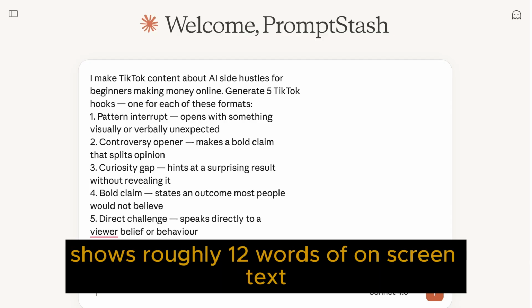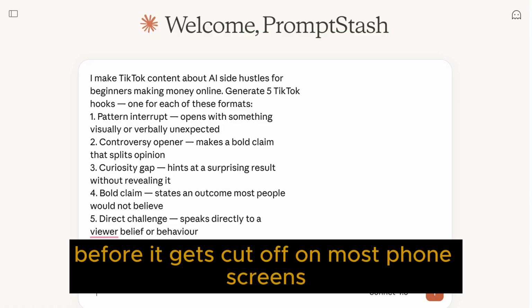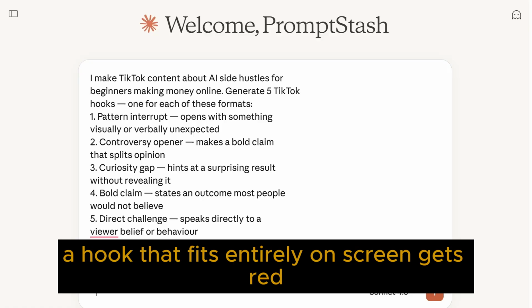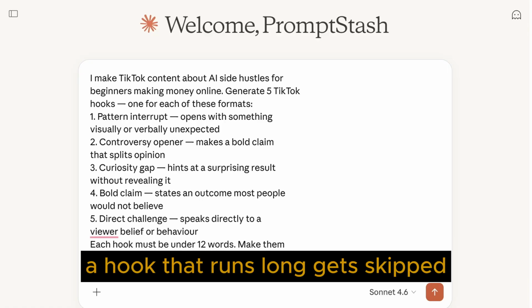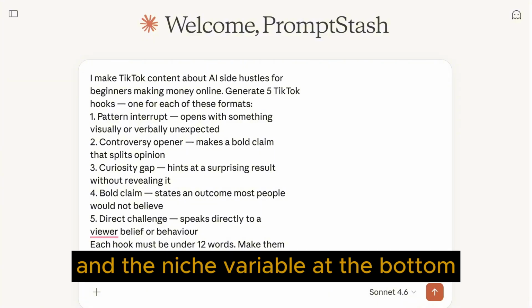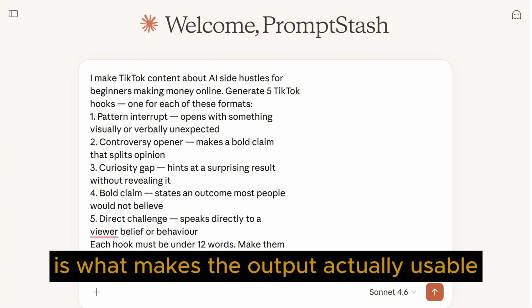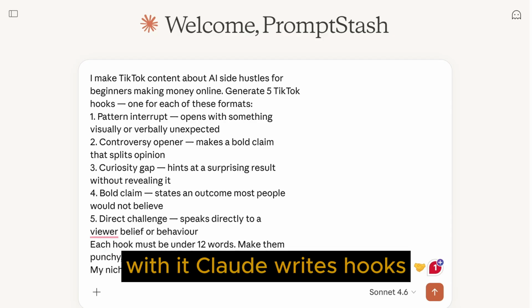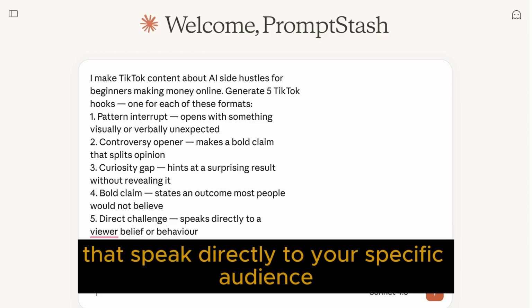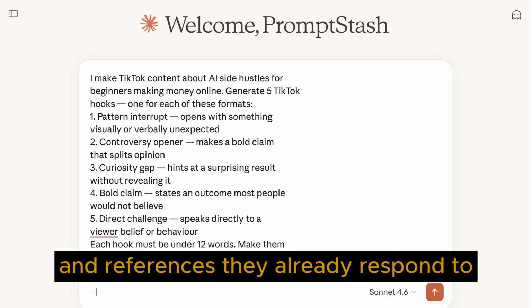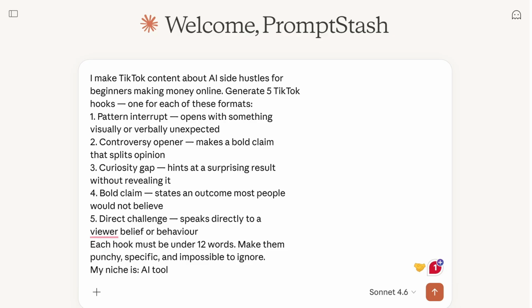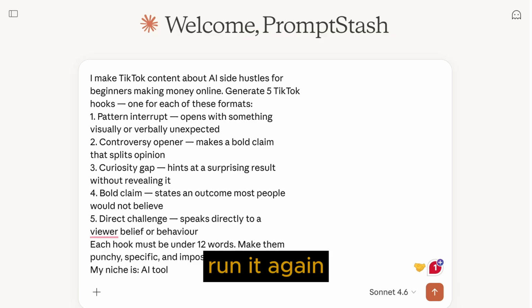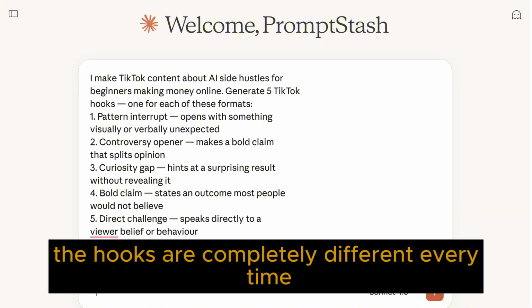The 12-word limit is also doing a lot of work here. TikTok's interface shows roughly 12 words of on-screen text before it gets cut off on most phone screens. A hook that fits entirely on screen gets read. A hook that runs long gets skipped. And the niche variable at the bottom is what makes the output actually usable. Without it, Claude writes generic hooks. With it, Claude writes hooks that speak directly to your specific audience using the language and references they already respond to. Change the niche. Run it again. The hooks are completely different every time.